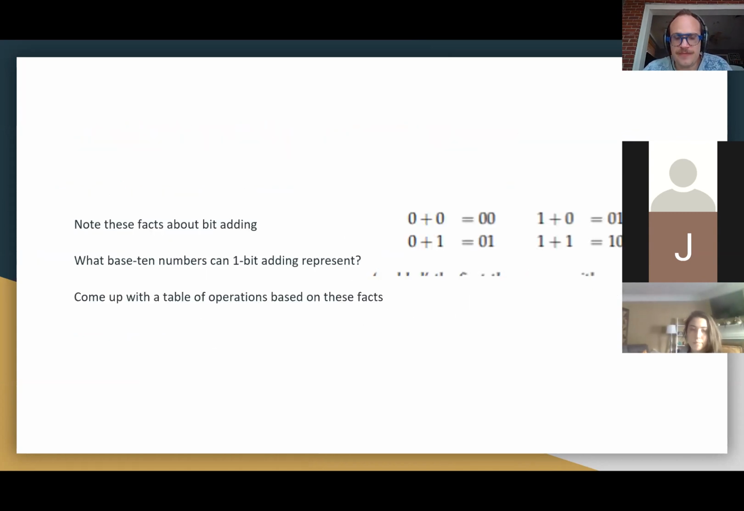Okay. And then we also made a 1-bit adder, which was another fairly simple circuit. We turned these possible algebraic operations on binary numbers into an input-output table.